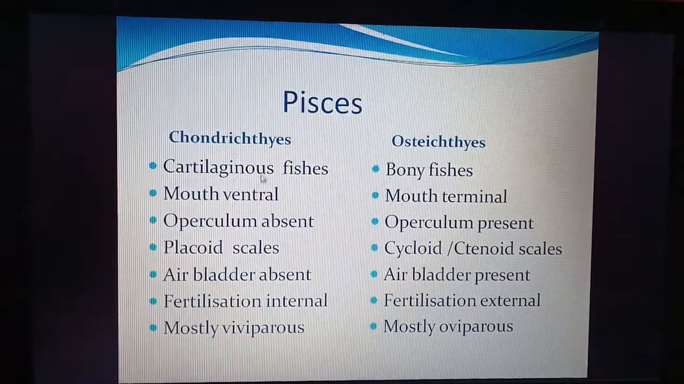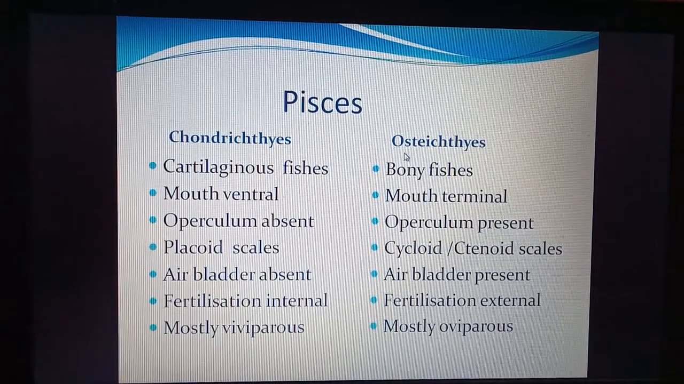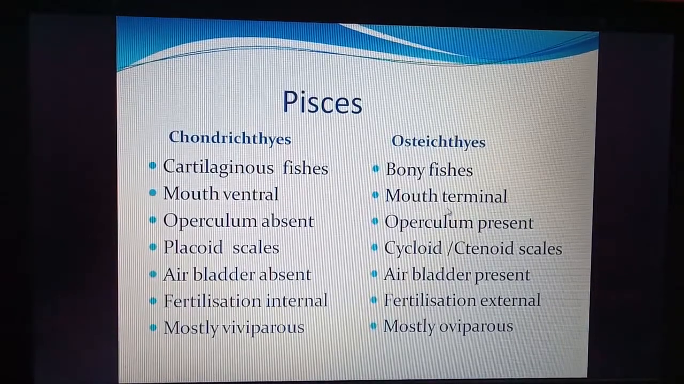Now here we can summarize the difference between Chondrichthyes and Osteichthyes, the two groups of fishes. The first is that they are cartilaginous fishes, so they have an endoskeleton of cartilage, and Osteichthyes are bony fishes. The mouth is ventral or on the lower side, and in bony fishes the mouth is terminal or on the anterior side. Operculum is absent, while in bony fishes the gill cover or operculum is present.